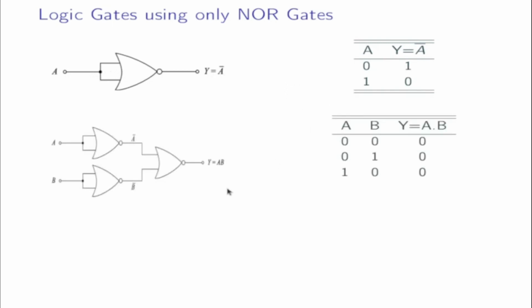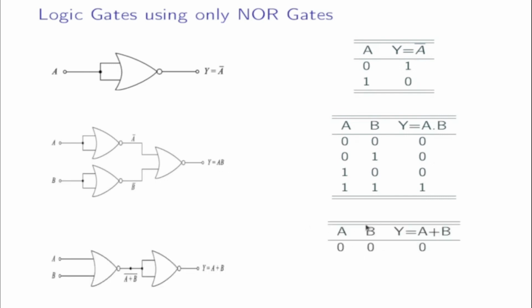Here the output is 0001. So we have three NOR gates. Here we have A bar and here we have B bar. So here A bar plus B bar, all conjugate, by De Morgan's theorem it will be AB. So that will be the AND gate. And this is the OR gate. So A plus B conjugate, one more conjugate, you will get A plus B. So this is the OR gate using NOR gates.